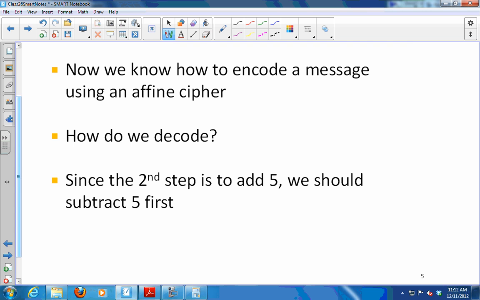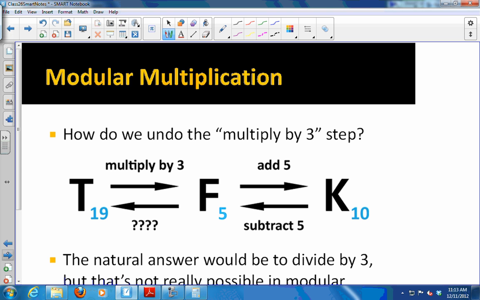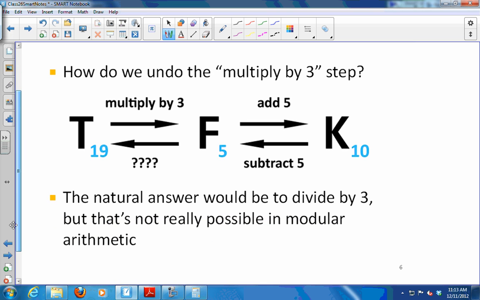Then what? Well, it would normally be divide by 3, but how do you divide by 3 in modular arithmetic without giving a remainder? It's kind of weird.